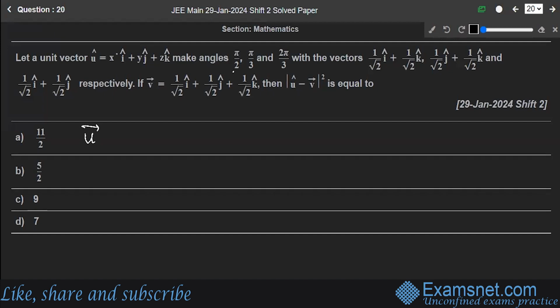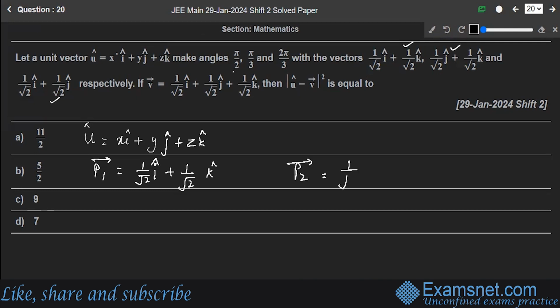You have u vector, a unit vector. u cap is equal to xi + yj + zk. And you are having P1, P2 and P3, these are the three vectors. P1 is this and this. P2 vector is 1 by root 2 j plus 1 by root 2 k. And P3 is 1 by root 2 i plus 1 by root 2 j.